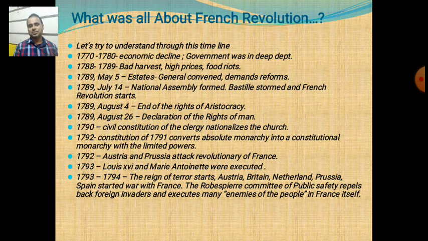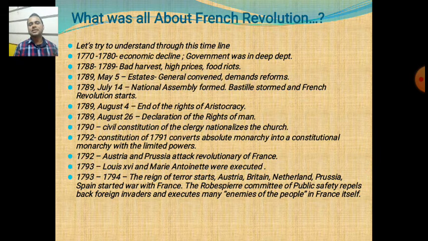1789, August 4: end of the rights of aristocracy. Now, aristocracy means the privileged classes, or you can say the form of government of privileged classes who exercised limitless privileges in French society, and that came to an end.